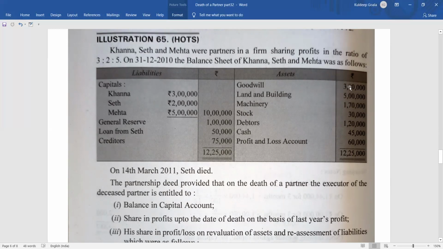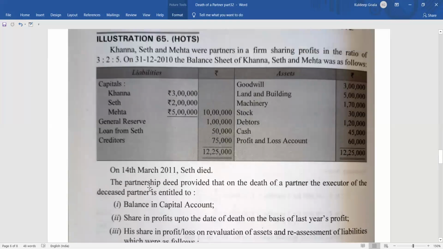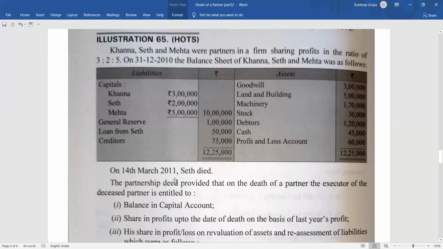Then goodwill is appearing. So we have to write it off. 3 lakh. Then land and building is there, machinery, plant, stock, debtor, cash, profit and loss account is also there. That will also be transferred to partner's capital. Okay, and general reserve will also be transferred to the capital along with goodwill. So after that, what is given? On 14 March 2011, Sheth died.